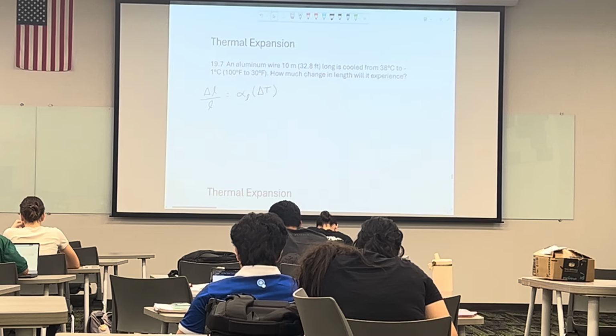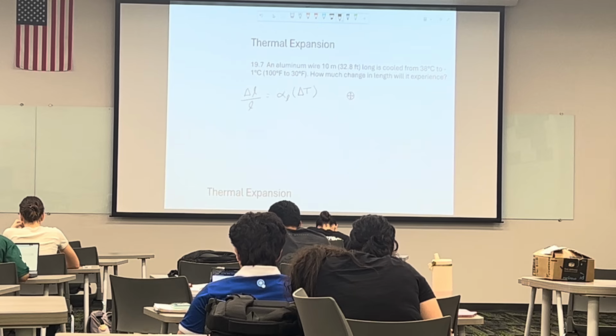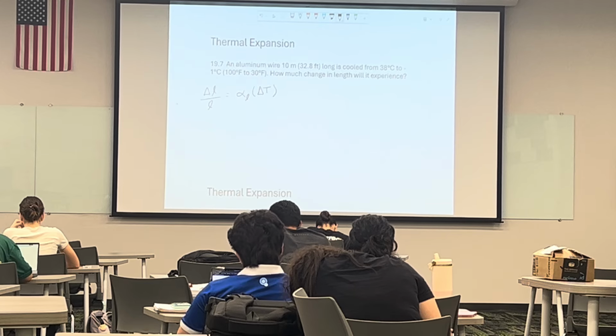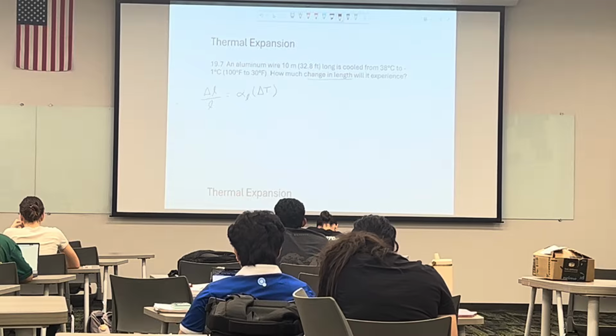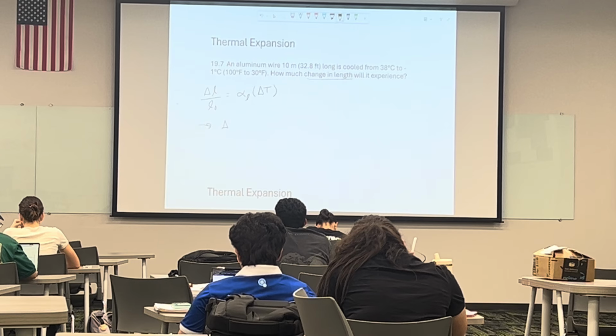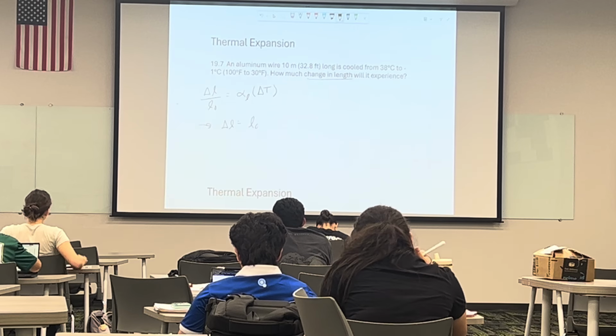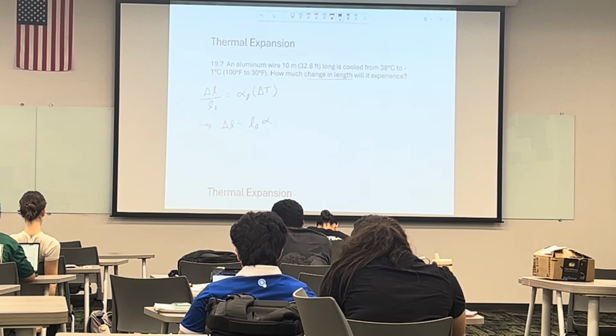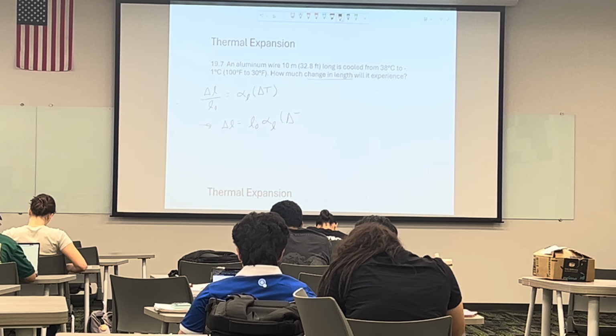And so again, the question is asking for change in length, so they don't want to know the original length, they just want to know the change. So we need to reorganize this. So that's delta L is equal to L naught multiplied by that coefficient of expansion multiplied by change in temperature.